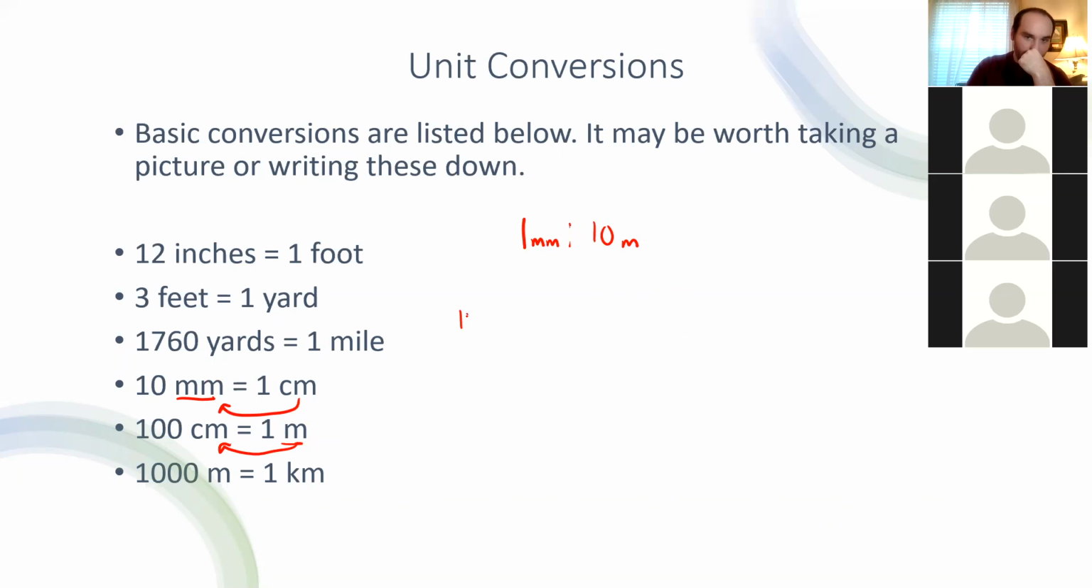So the first thing we do is we take our 10 meters, we multiply it by our 100, in this case it'd be centimeters per meter. And this gives us 1,000 centimeters. Then we need to multiply the 1,000 centimeters by 10, because that's how many millimeters are in a centimeter. And we get 10,000 millimeters. So this written as a scale ratio is 1 to 10,000.